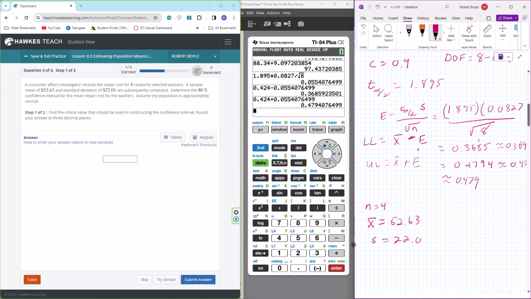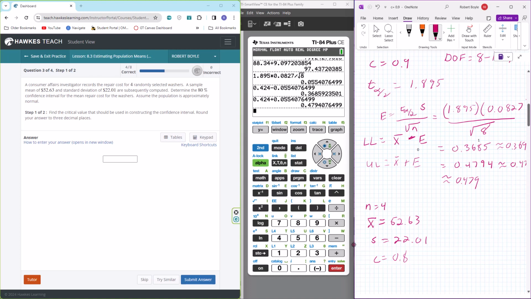$22.01. We want to determine the 80% confidence interval, so C is equal to 0.8 for the mean repair cost, and we want to assume that the population is approximately normal. Okay, now the first thing that we want to do is compute the test statistic. To do that, we still need to figure out what alpha is.